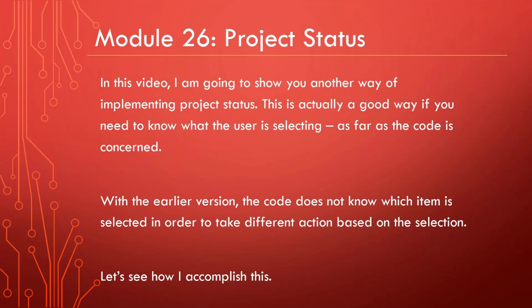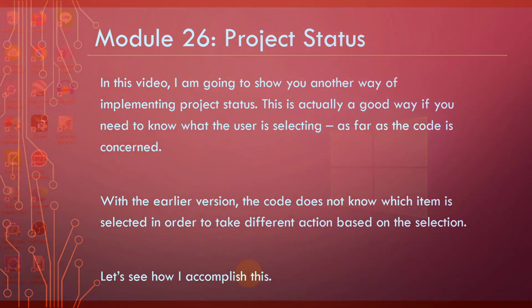So in this video, I'm going to show you another way of implementing a project status. This is actually a good way if you really need to know what the user is selecting. With the earlier version, the code does not know which item is selected in order to take different action based on the selection. So let's see how I accomplish this.